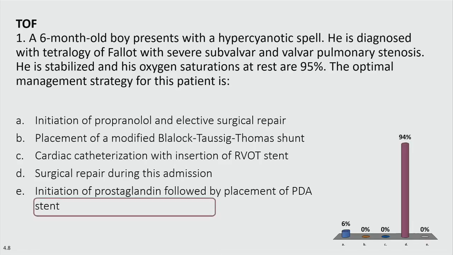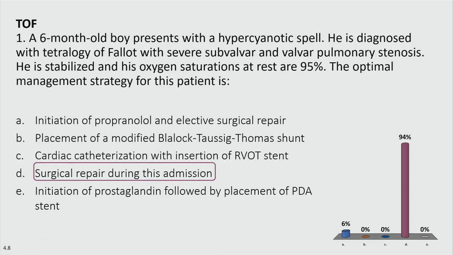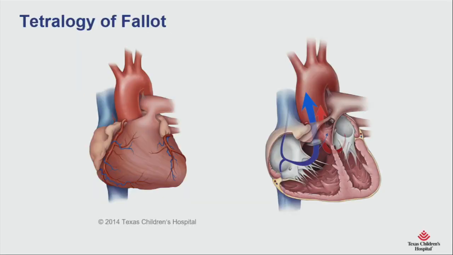Yeah, I agree. So obviously propranolol, there's no reason to wait on a 6-month-old tetralogy patient. A BT shunt, especially if your oxygen saturations are 95%, is not going to be helpful because this is probably a more dynamic obstruction that's causing the problem. And besides, the kid's already 6 months old. Yeah, surgical repair during this admission should be the right answer.